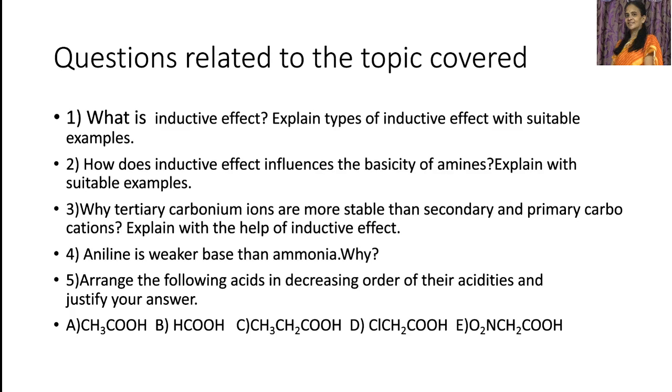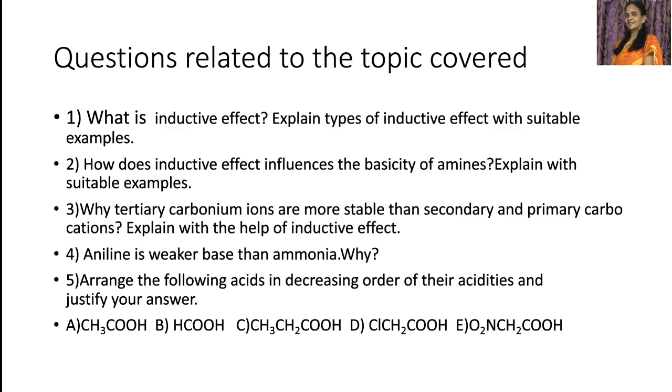Therefore, here no alkyl group, only formic acid. Therefore, it is the strongest acid, no plus I effect. And next comes CH3COOH, because here the smaller alkyl group is there. Therefore, this is stronger than this. And this is the first one, the strongest acid. So formic acid is stronger than acetic acid, which is stronger than what do we say? Propanoic acid.